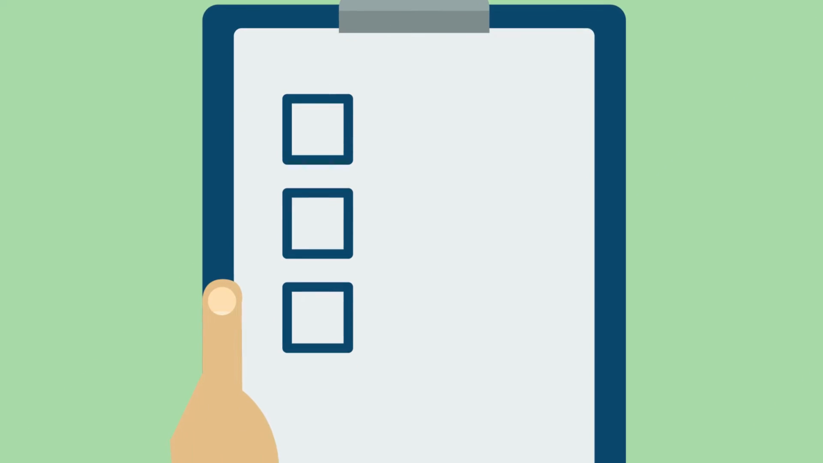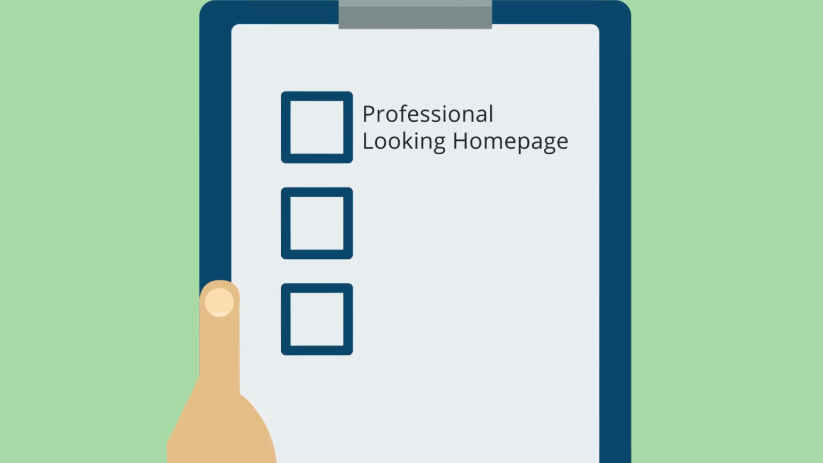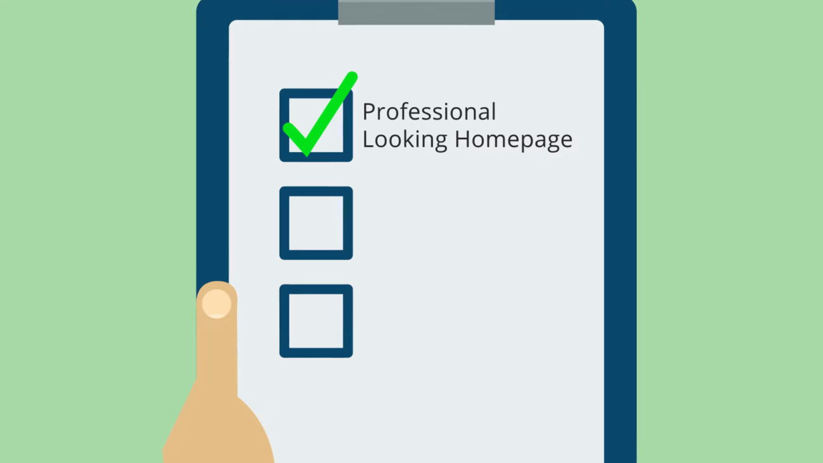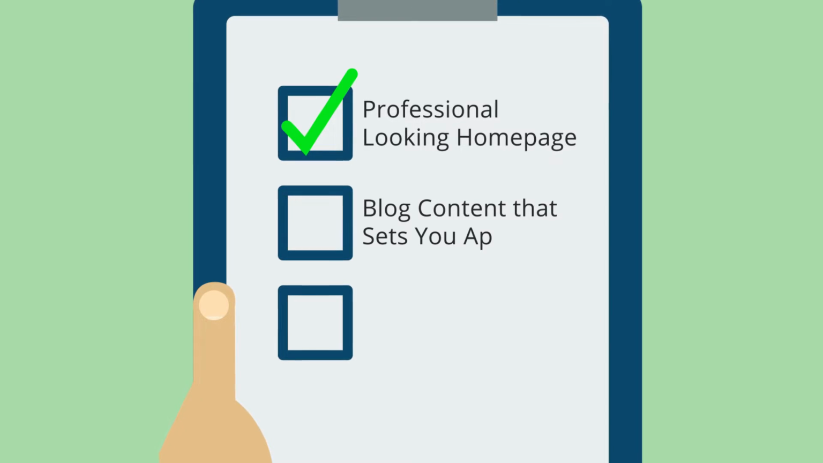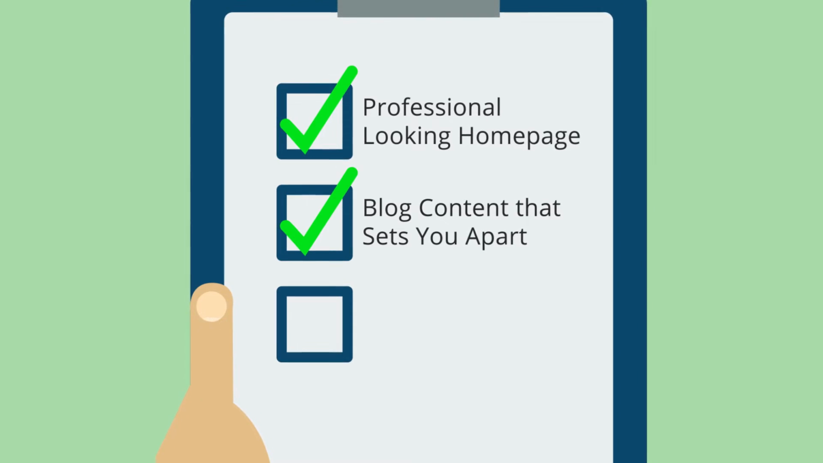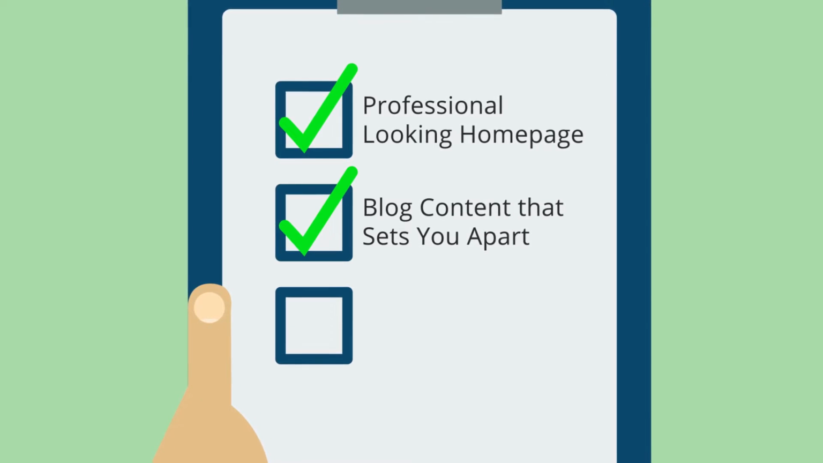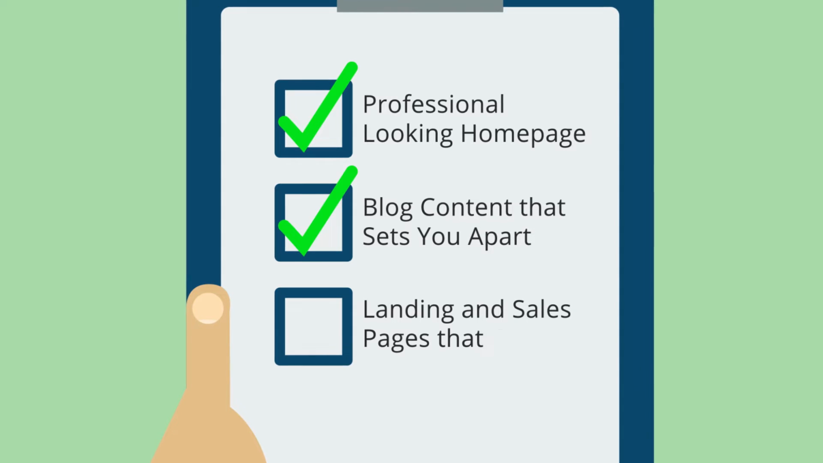As a business builder, you want a professional looking homepage that grabs attention and gets your message across. You want blog content that sets you apart from the competition and gets more traffic and shares. You want to create landing pages and sales pages that convert. WordPress is just not built for any of those things, especially sales pages. If you've ever tried to build one of those using the WordPress editor, you know what I'm talking about.